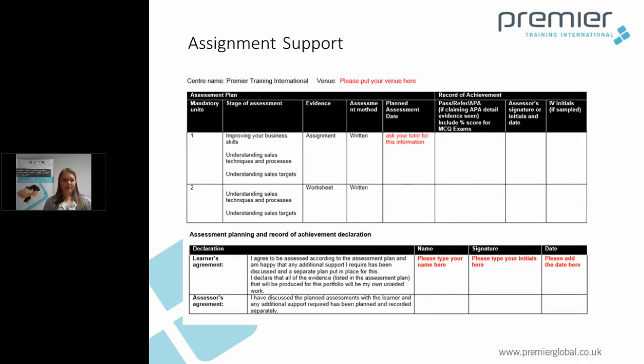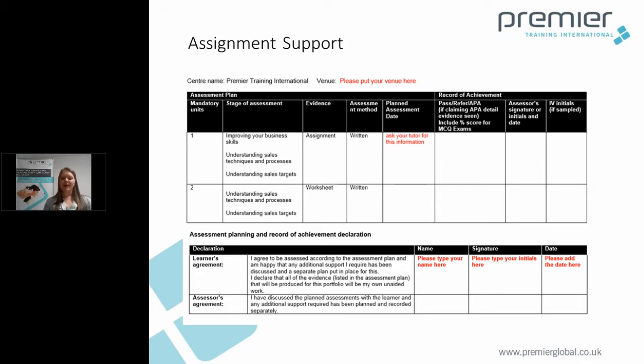So the final bit of admin before we start looking at the questions in the assignment. You will all have this assessment plan at the start of the LAP. Can you please make sure that at the top where it says centre name and venue, you do complete these with the venue where you are completing the course. Hand-in or planned assessment date, you can ask your tutor for that information if they haven't given it to you already. If you are in week 4 of your course at the moment, your hand-in date will be the 13th of April.